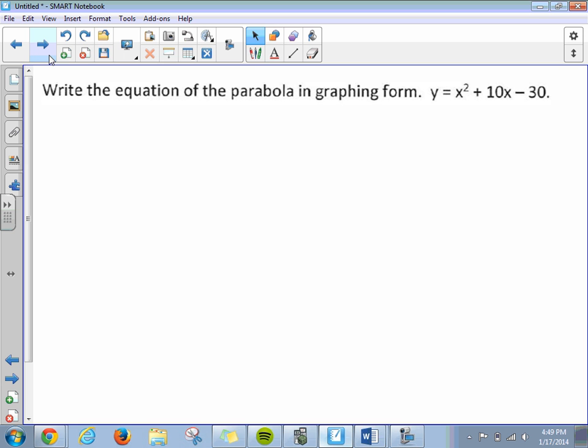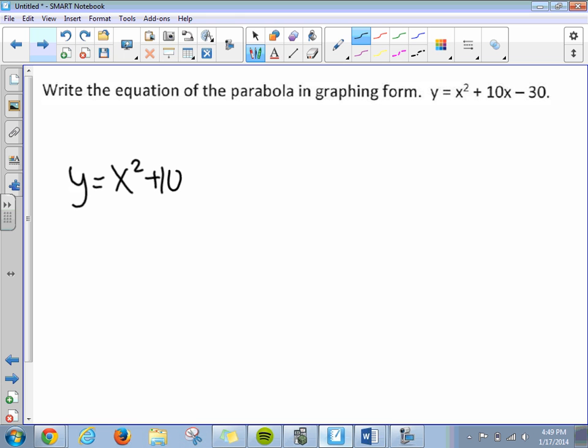All right. Next it says to write the equation of a parabola in graphing form. So in graphing form, really all that means is we're going to rewrite it by completing the square. Yay, completing the square. Y is equal to x squared plus 10x minus 30. So we're going to rewrite it. We know that when we complete the square, we want to have x plus something squared. Then we have our minus 30.